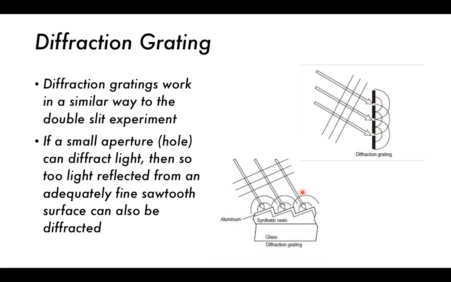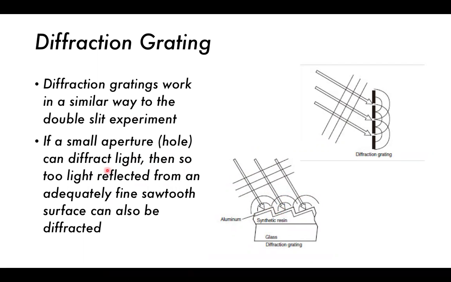What happens here is that diffraction gratings work in a similar way to the double slit experiment. We have parallel beams of light coming in, and based on their reflection off of a surface, they will be reflected in all directions, and based on their wavelengths, they will be reflected at different angles.